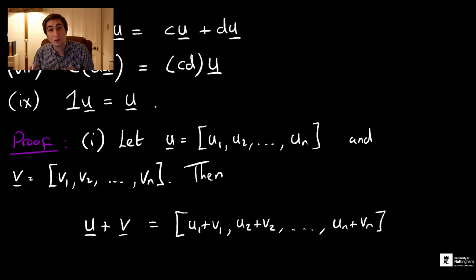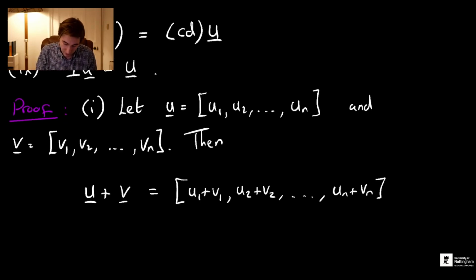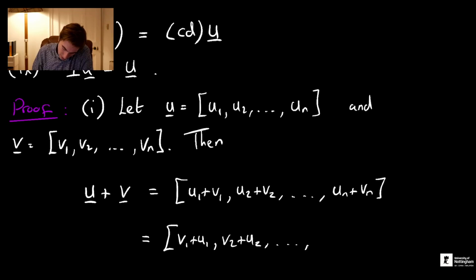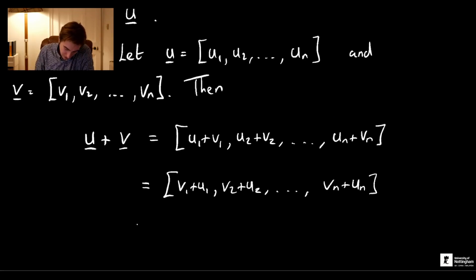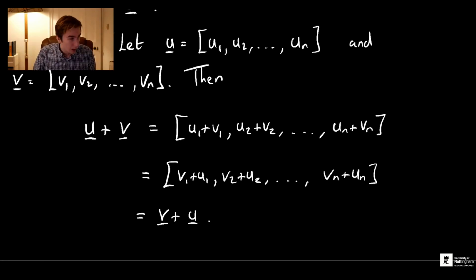Now, addition on the real numbers is commutative. If I do two real numbers, a plus b, that's the same as b plus a. So in other words, this is equal to (v1 plus u1, v2 plus u2, ..., vn plus un), which in turn is just the same as v plus u, where we've now got plus as our addition between two vectors in Rn. Okay, so that's our first bit proven. What about the second one?